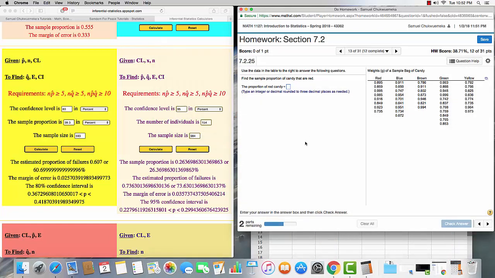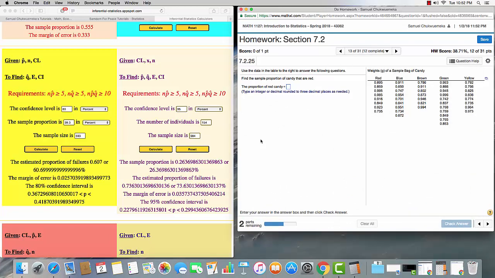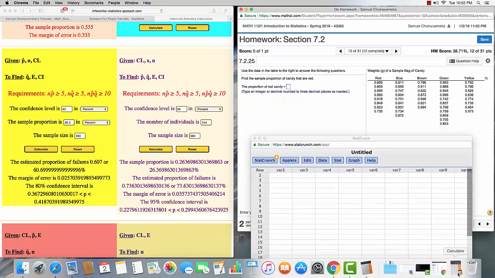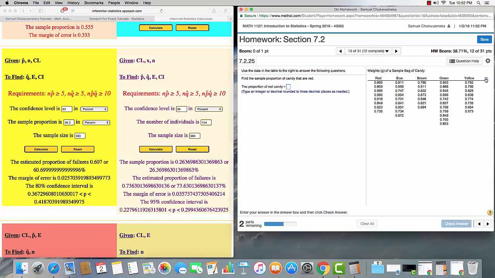Okay, question 13. Use the data in the table to the right to answer the following questions. Find the sample proportion of candy that are red. Okay, we're gonna use StatCrunch. Let me minimize this. Okay, there you go. I'm gonna open this up from here.